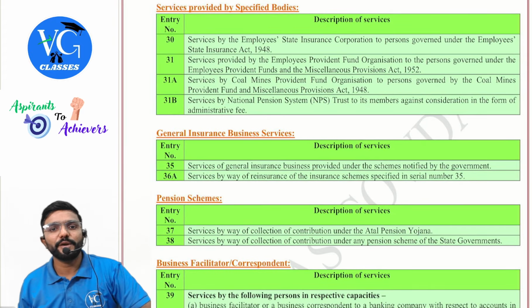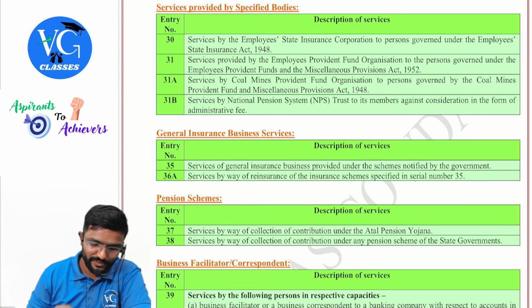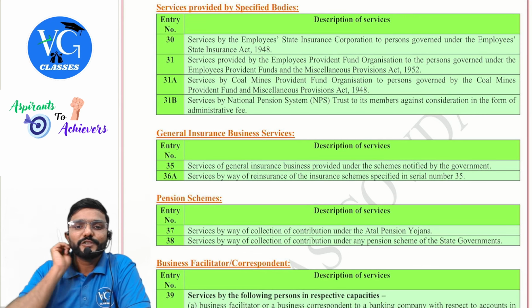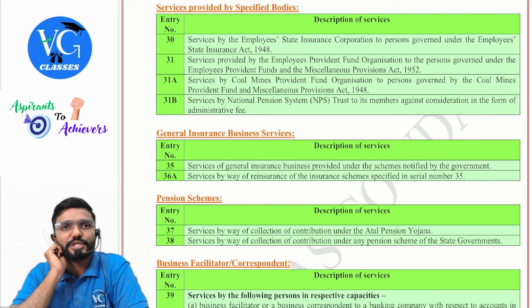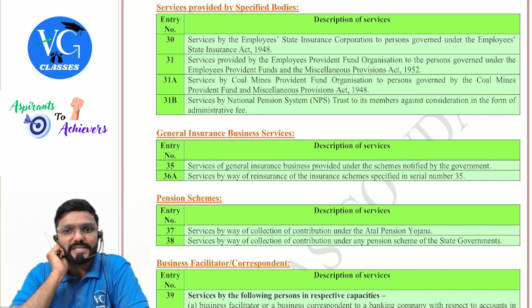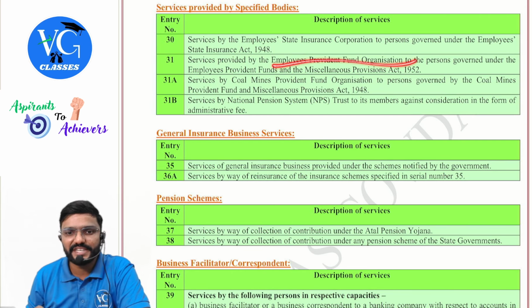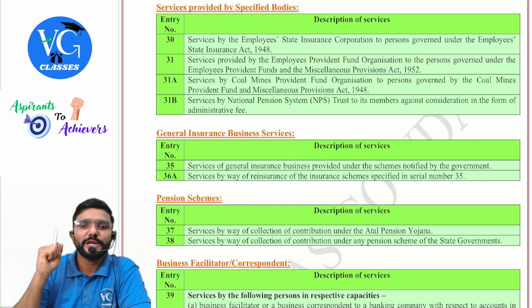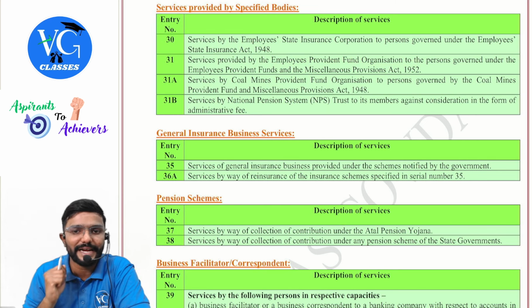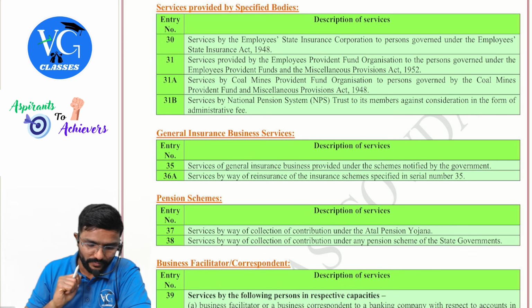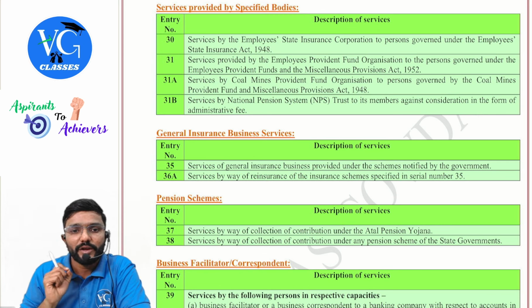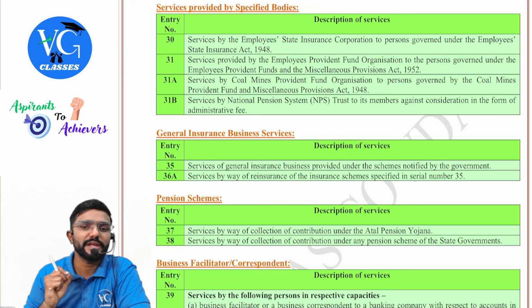Next, services provided by specified bodies. 30. Services by Employees State Insurance Corporation, in short we call it as ESIC, to persons governed under the Employees State Insurance Act 1948. 31. Services provided by Employees Provident Fund Organization to persons governed under Employees Provident Fund and Miscellaneous Provisions Act 1952. 31A. Services by Coal Mines Provident Fund Organization to persons governed by the Coal Mines Provident Fund and Miscellaneous Provisions Act 1948.